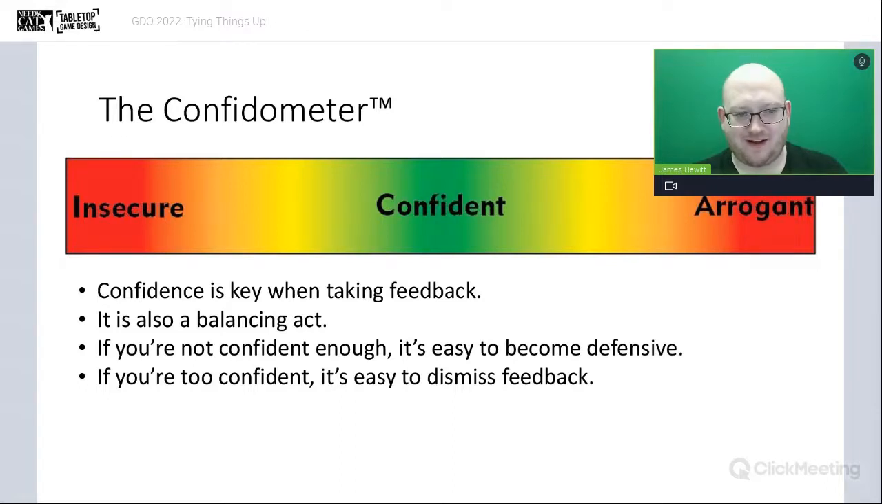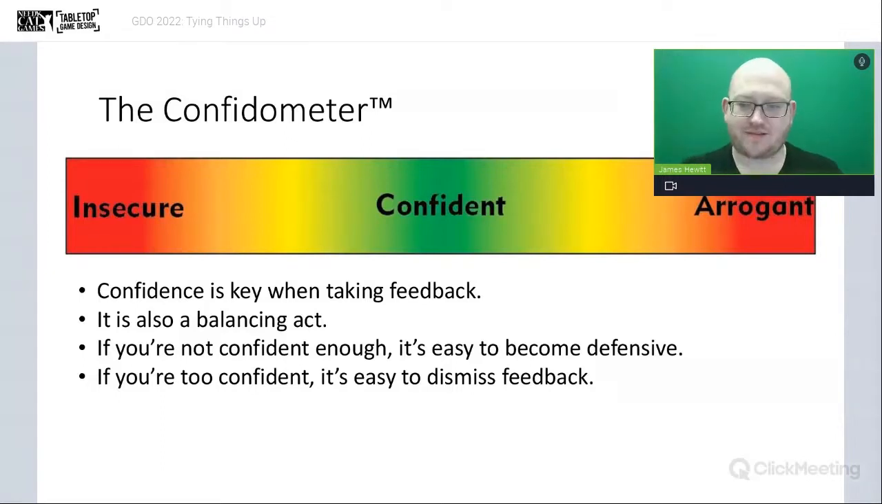I'm going to introduce you to the Confidometer. That's trademark pending. This is basically confidence is really key when you're taking feedback. Confidence is the thing that will help you take it on the chin. And you need to be confident in the game you've written, confident that you know your game, okay? But confidence is a balancing act.